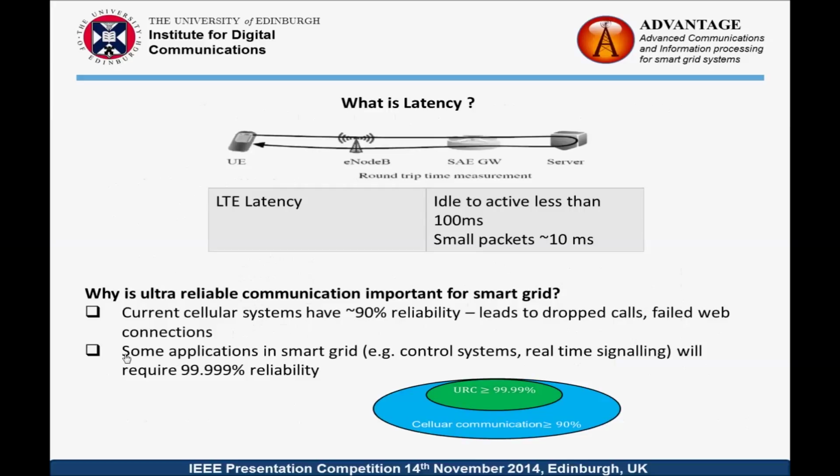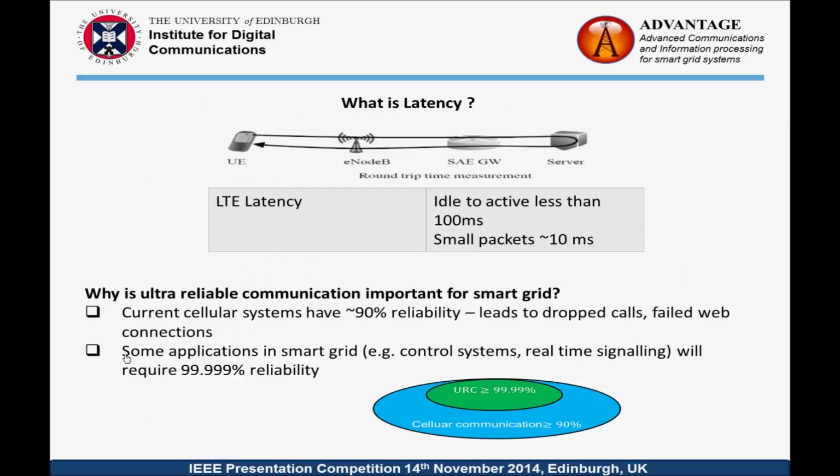As an example, I have brought the LTE, long-term evolution, latency. For example, for the transition from idle to active, it is less than 100 milliseconds, and for a small packet of data, it's 10 milliseconds. What is the latency requirement of a smart grid? The minimum latency requirement for a smart grid is 20 milliseconds. So if we can apply LTE, we can achieve that requirement.